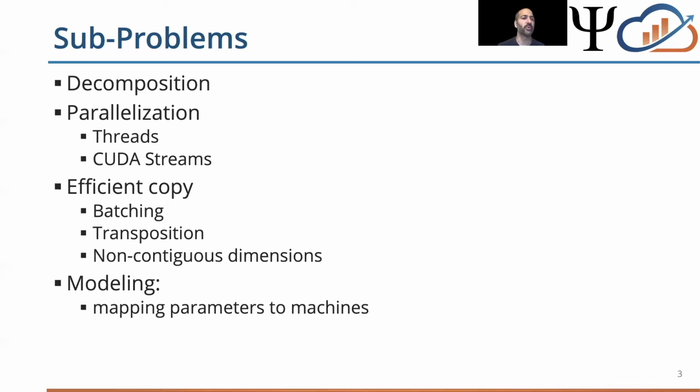In this talk, I'm going to talk about 4 subproblems. The first problem is, how do you decompose a multidimensional FFT such that pieces of it can fit on the GPU? Secondly, I'll talk about how do you parallelize the movement of data from the CPU to the GPU, the computation, and the movement back. And I'm going to do that in 2 ways, through threads and CUDA streams. Third, I'm going to talk about how we do efficient copying from the host to the device and back. And those cover batching, transposition strategies, and non-contiguous dimension finding. And finally, we build a model and we can map the parameters of the decomposition to different machines.